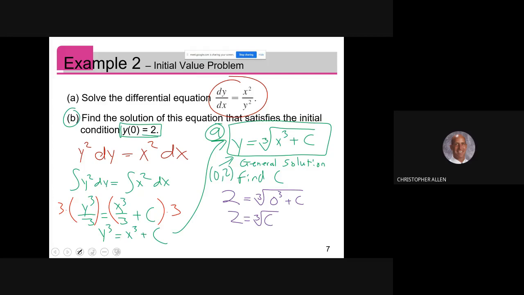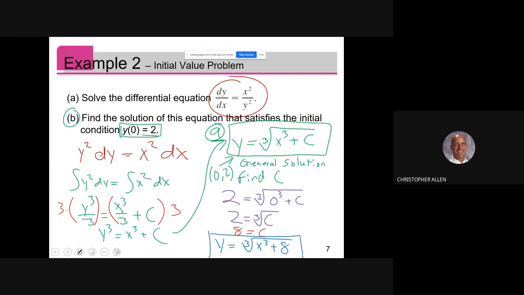Well, how do you undo cubic roots? You cube them. So I'll just do this in red. So this is going to be 8 is equal to c, which is going to give us our final answer. I'll do that in blue. Y equals the third root of x cubed plus 8.